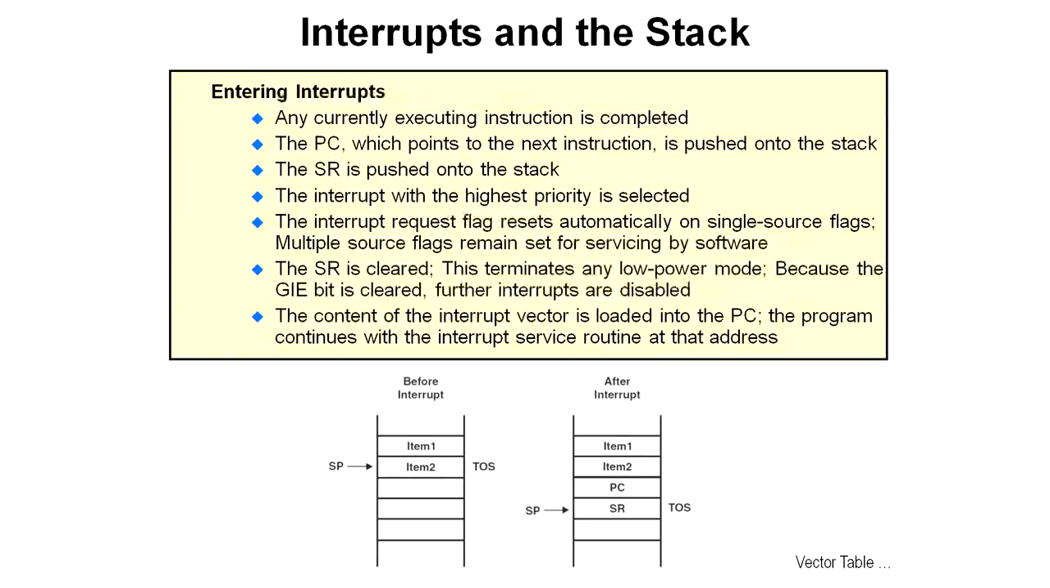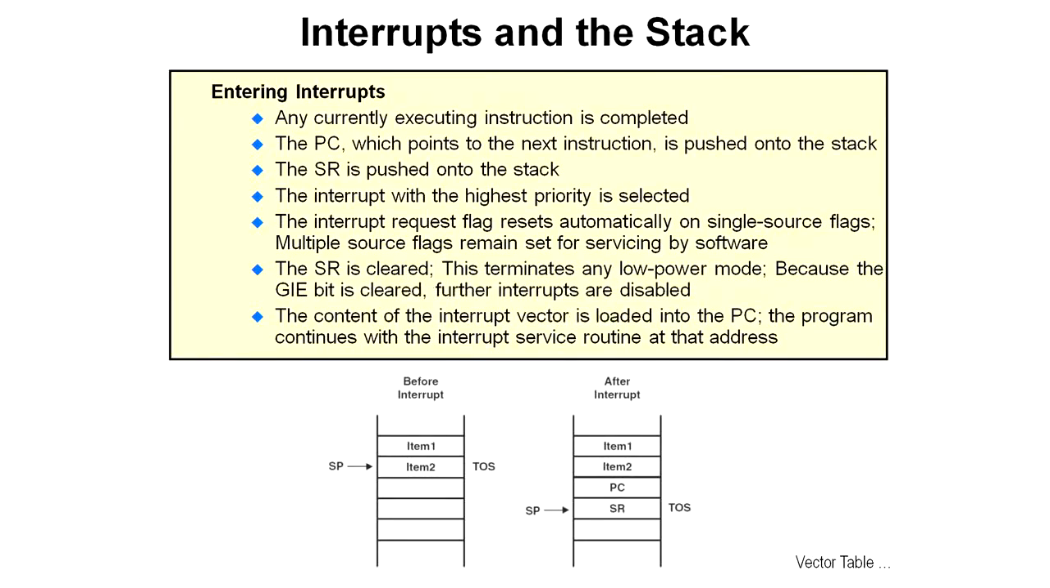There are multiple source flags. For instance, the GPIO, where we have an interrupt for the entire port, not for every single pin. So when you get that interrupt, you have to do a little interrupt handler that goes and finds out exactly which one was triggered. So for multiple source flags, you don't want to reset them automatically. Those have to remain set for your interrupt handler. Then you can service them by software.